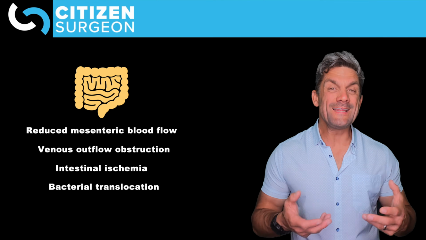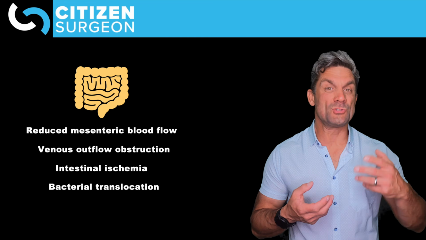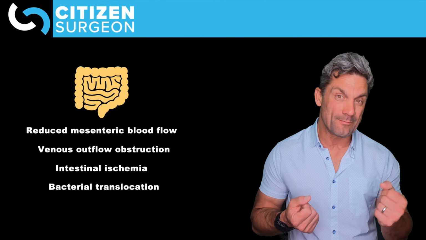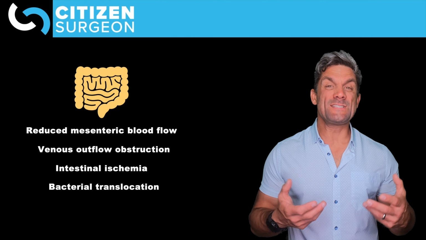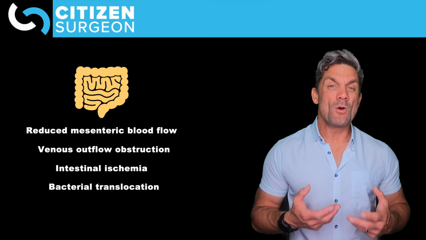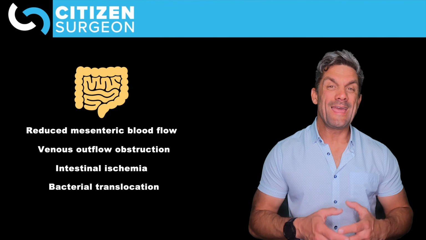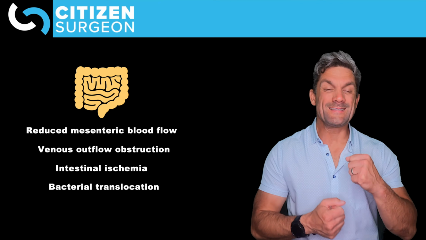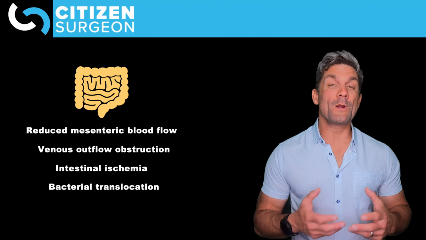We're going to have venous outflow obstruction. So the superior mesenteric vein that drains blood from the intestine is going to be compressed. So we're going to have venous outflow obstruction. We're going to get intestinal ischemia. And then what happens when we get intestinal ischemia? We're going to get bacterial translocation into that peritoneal fluid, and that can start to hit that vicious cycle of sepsis and septic shock.